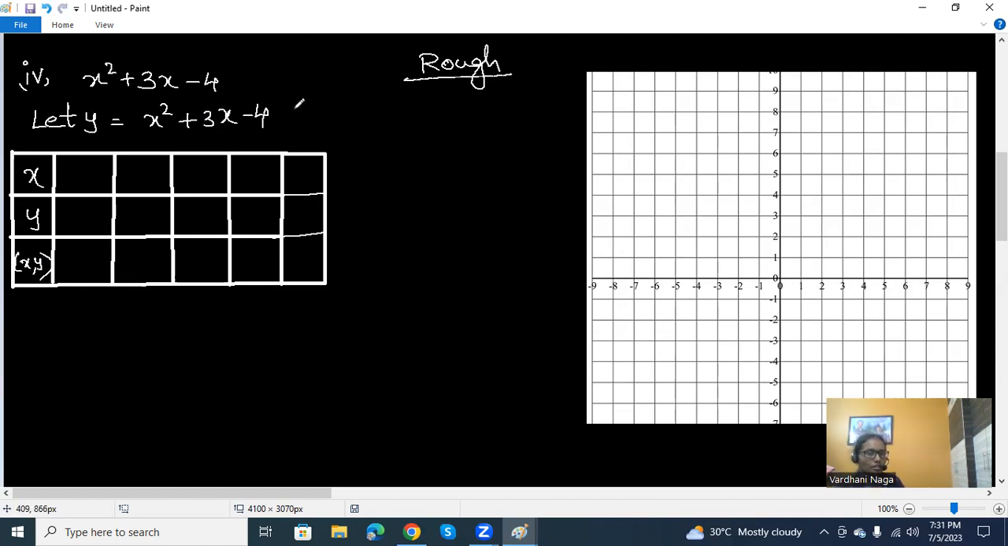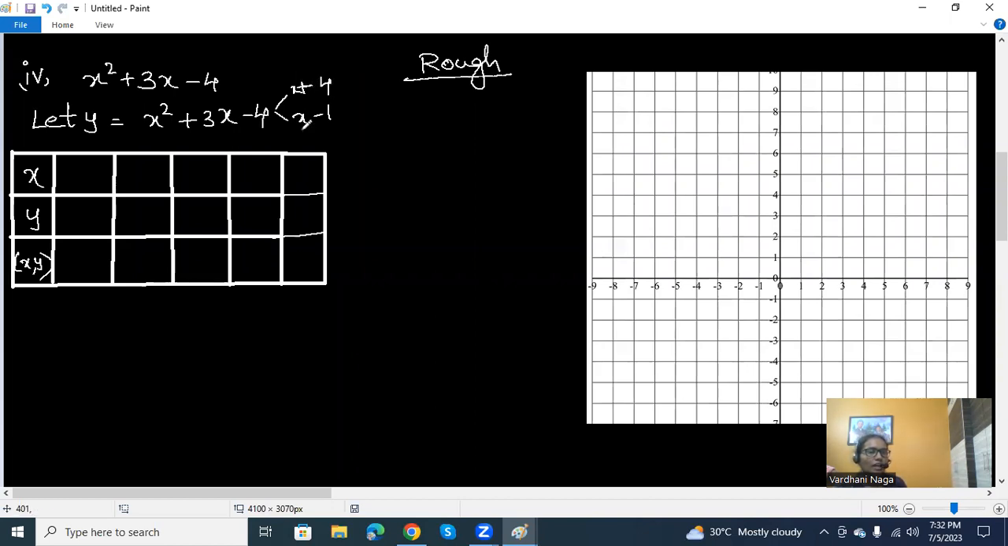So actually the factors are x plus 4 and x minus 1, because 4 minus 1 gives 3, 4 into 1 gives minus 4. Okay. So the roots will be minus 4 and plus 1. Roots means zeros. Zeros will be opposite sign you need to take, children.